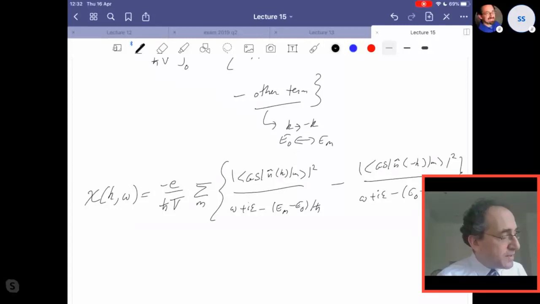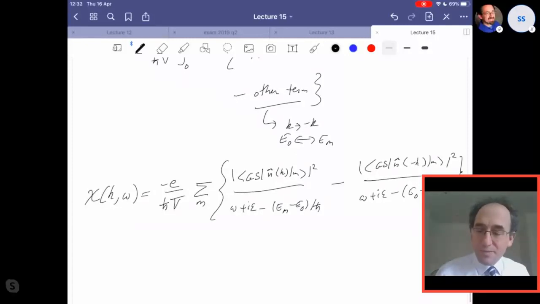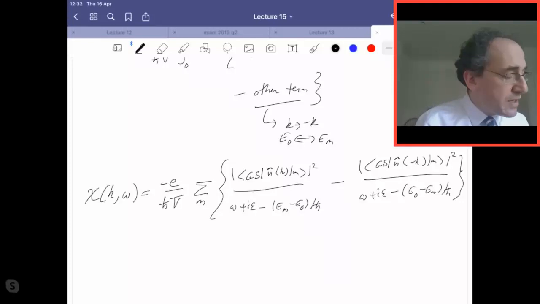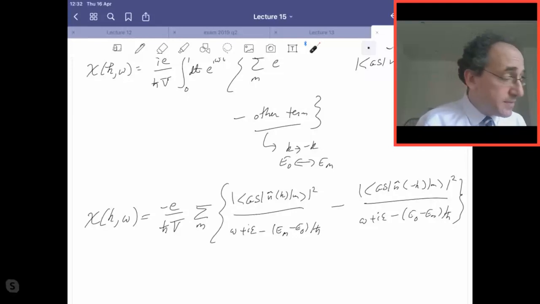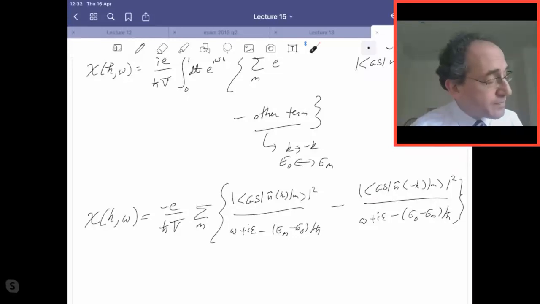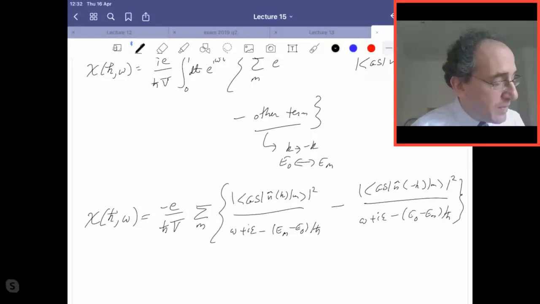So this is a very general formula for the so-called density-density response of any system. We are perturbing the system with a potential which couples to the density, and then we're measuring the density at some later time. And we're doing this at some wave vector k and at some frequency omega.